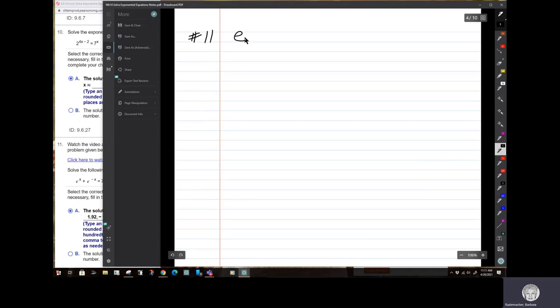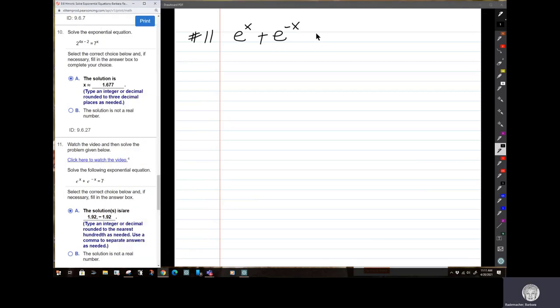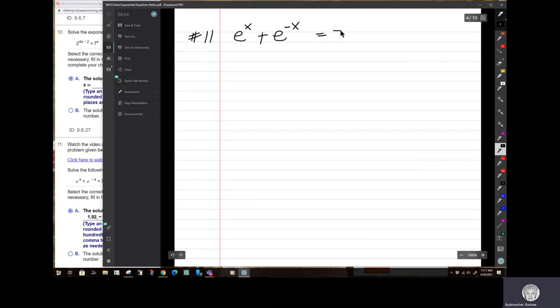e to the x, e is a number that's about 2.7, remember. E to the x plus e to the negative x equals 7. OMG. Well, your book does this in a more difficult way. I'm going to go back to basics and do this.